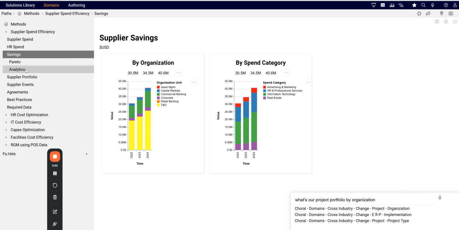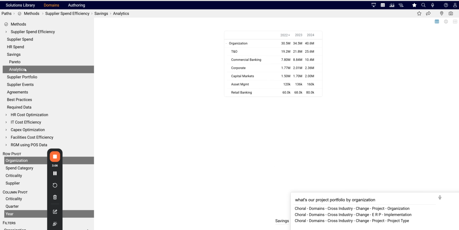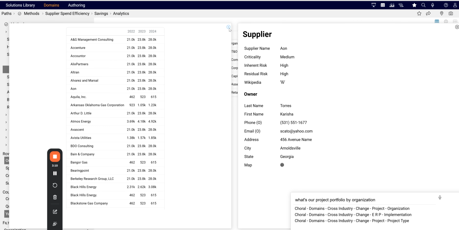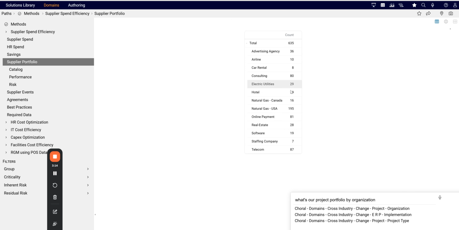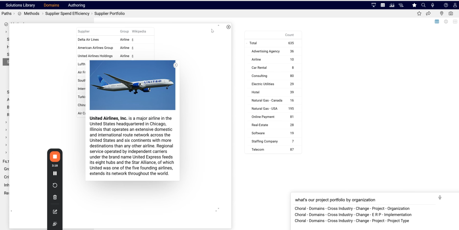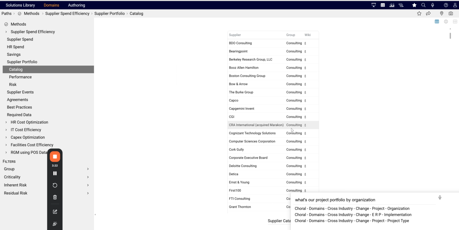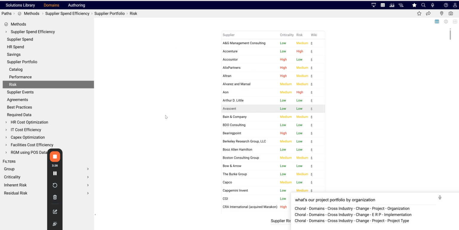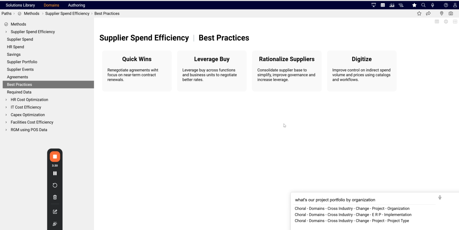We can get a Pareto of these savings. We can look at the analytics like this and understand down to the supplier level how we achieve those savings. We can look at the portfolio of suppliers, and that's helpful to understand where there may be some duplication. And then we can look at the catalog of all of our suppliers, the performance of our suppliers, and the risk associated with them, as well as all the agreements, and then the best practices.